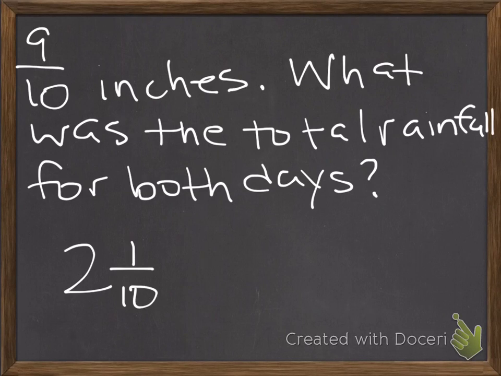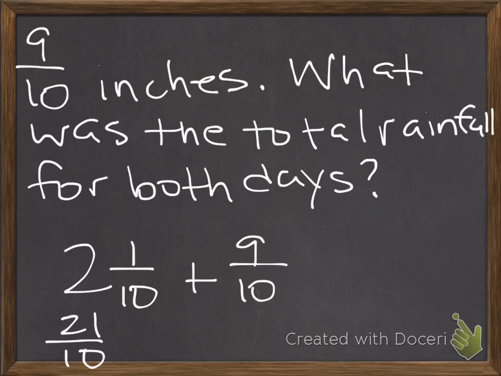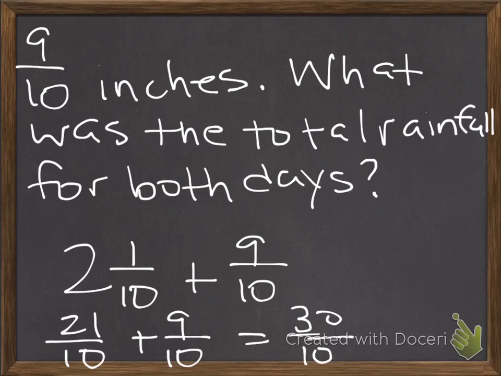So we're going to add 2 1/10 plus 9/10. We change our first one to an improper fraction. We already have a common denominator. So we add the numerators and keep the denominator. And that simplifies to 3. So 3 inches in both days.